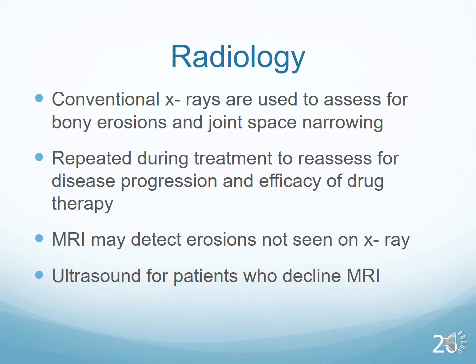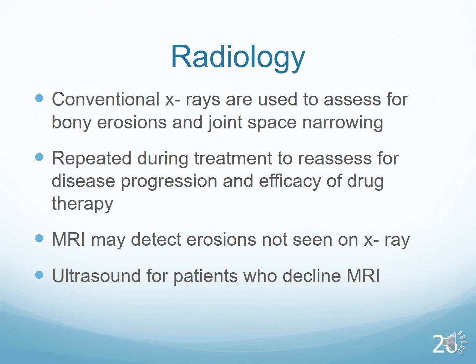So radiology, what are we going to do? Conventional x-rays are used to assess for bony erosions and joint space narrowing. And again, when you're looking at these x-rays, you will be able to see the disconnect between the bones and the joints. These x-rays are going to be repeated during treatment to assess for disease progression and drug efficacy. So we need to know, once we start a patient on a medication, the doctor is going to need to know, is this medication working? And sometimes the only way we know that is to do serial x-rays so that we can know that the joint progression is not happening. MRI may detect erosions not seen on an x-ray. And for those patients who decline an x-ray or an MRI, we will do an ultrasound.